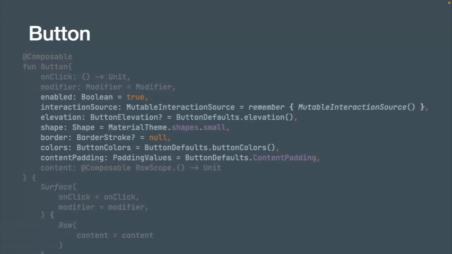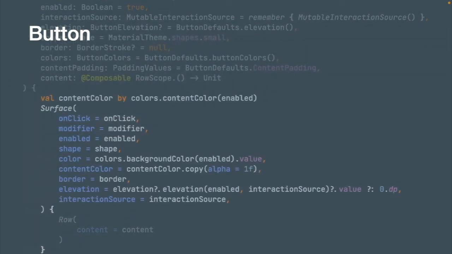What Material actually adds is a bunch of default properties that we saw. So, a button can have a disabled or enabled state, and I already include the on-click listener there. Otherwise, you might recognize the elevation, shape, border, colors. That's similar to the surface. It takes those, we get our content colors, and we just pass a bunch of that stuff to surface.